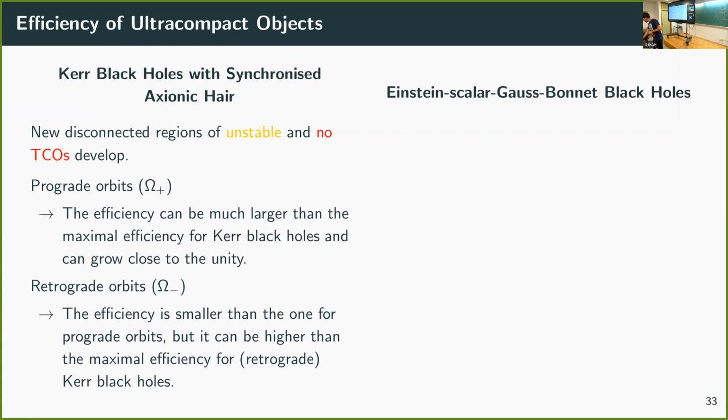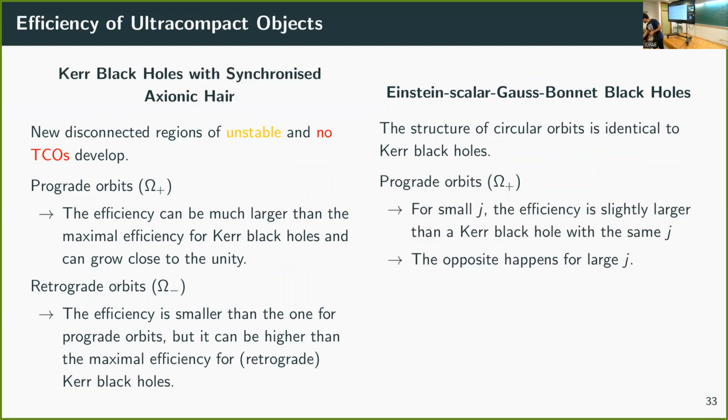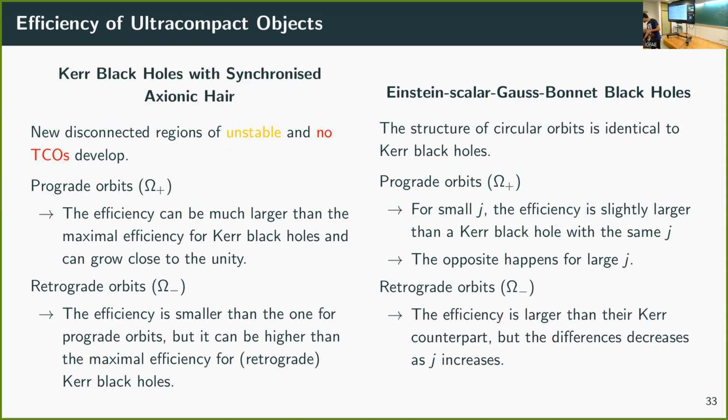For the Einstein-scalar-Gauss-Bonnet case, the analysis was much simpler because all solutions have a Kerr-like structure. And we saw that for the prograde orbits, if the dimensionless spin is small enough, the efficiency for these hairy solutions is bigger compared to Kerr for the same spin. But the opposite happens if you consider solutions with large spins. For the retrograde orbits, on the other hand, the efficiency is always larger than Kerr's with the same dimensionless spin, but this difference starts to decrease as we increase the dimensionless spin.